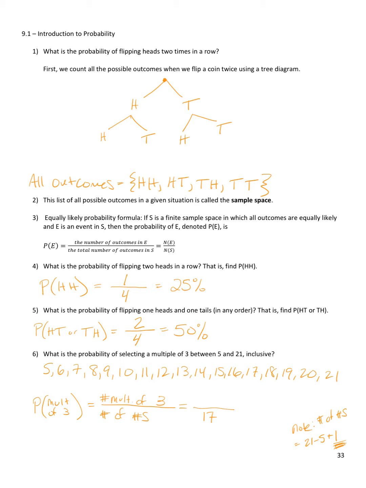Okay, so now I want to count the multiples of 3. So multiples of 3, I've got 6, 9, 12, 15, 18, and 21. So that's 1, 2, 3, 4, 5, 6 multiples of 3. So 6 out of 17 is the probability of selecting a multiple of 3 at random from the list 5 to 21. And you can change it to a decimal or a percent. These are all equivalent. It doesn't matter.